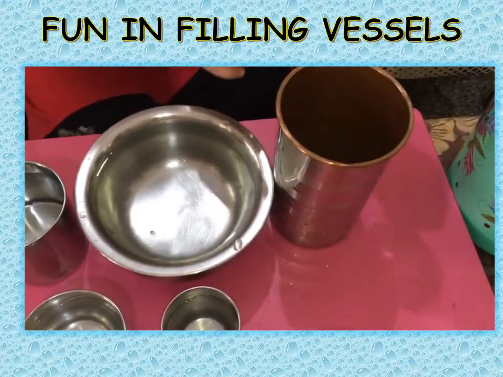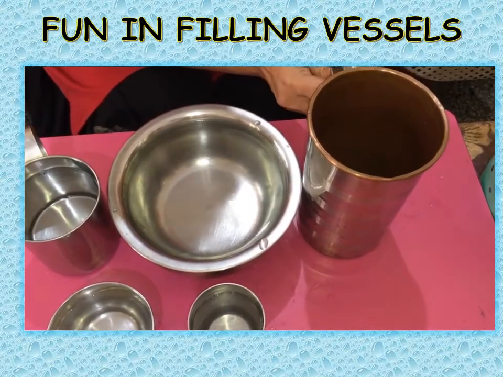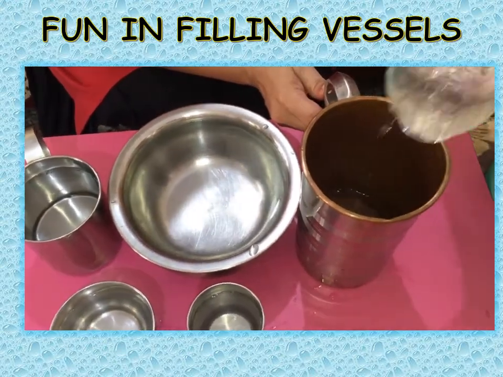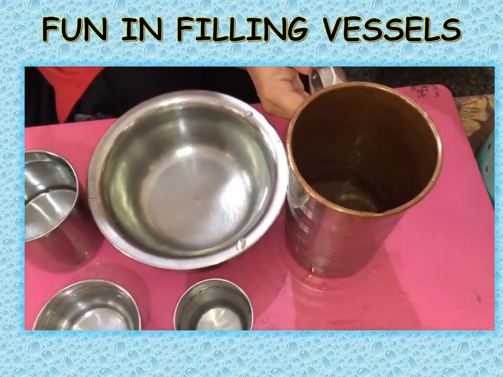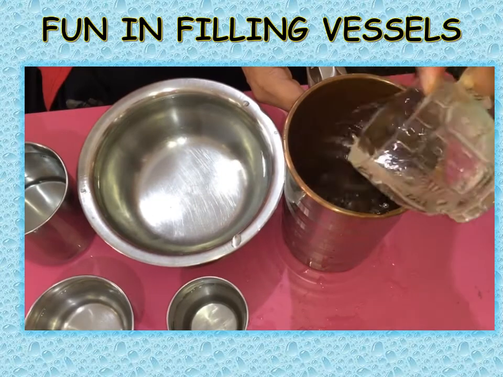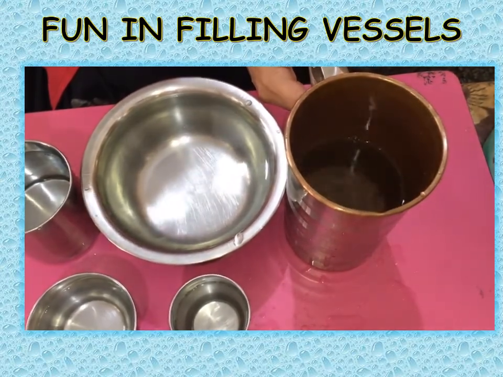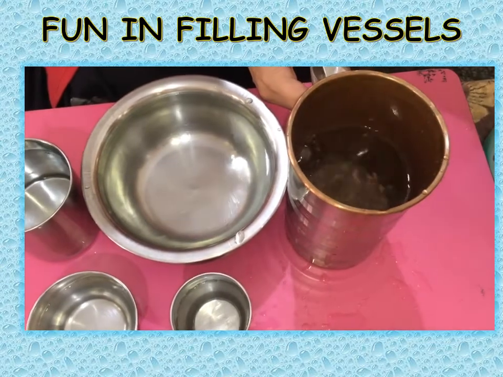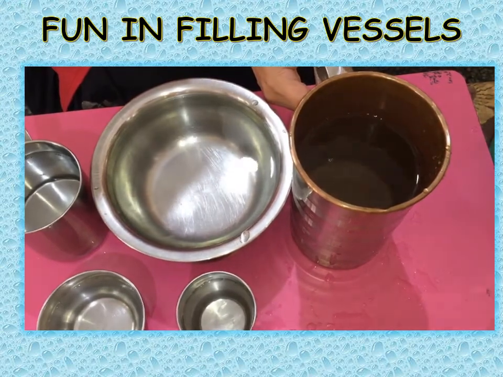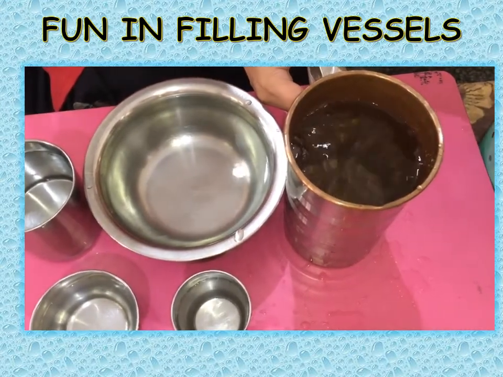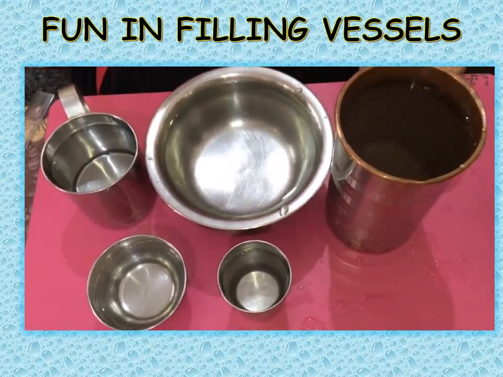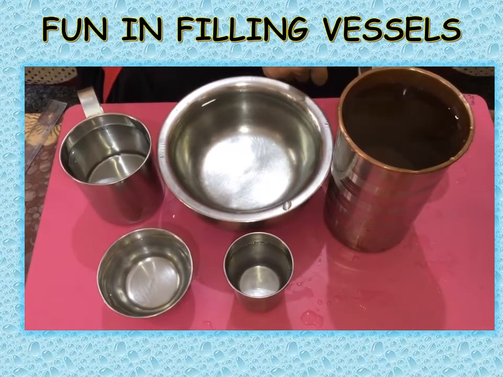Now let's fill the jug with the help of the same cup. Count with me. 1, 2, 3, 4, 5, 6, 7 and 8 cups. So the jug is filled with 8 cups. Capacity of the jug is 8 cups.